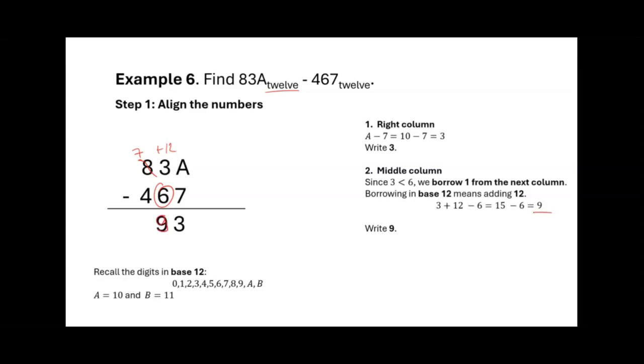So I write down this 9 in this column, and I move on to the next column. Well, since I borrow 1, this becomes a 7. So now it's 7 minus 4, which is 3. So my final result would be 393 base 12. So subtracting these three numbers in base 12 gives me 393 base 12. Let's look at the next example.